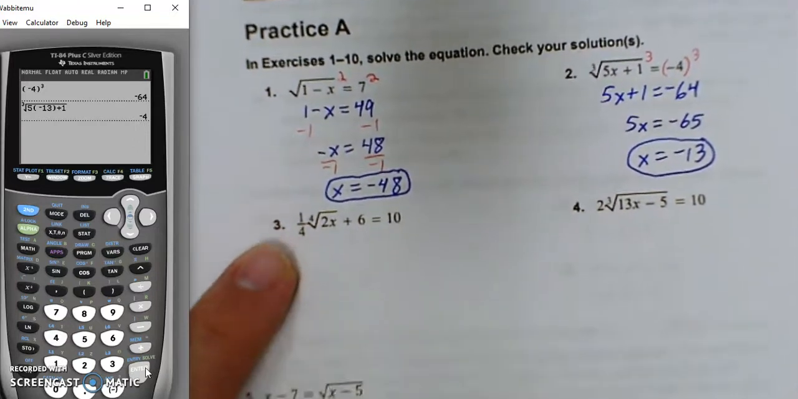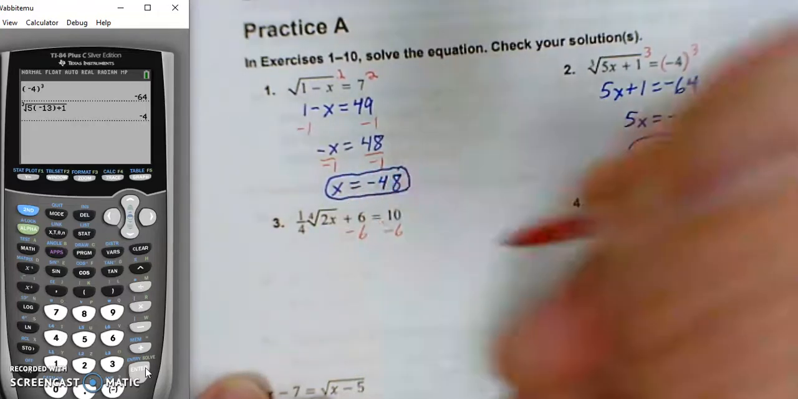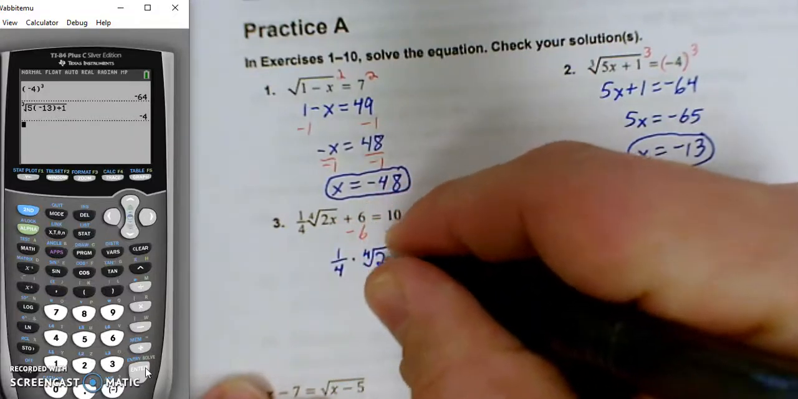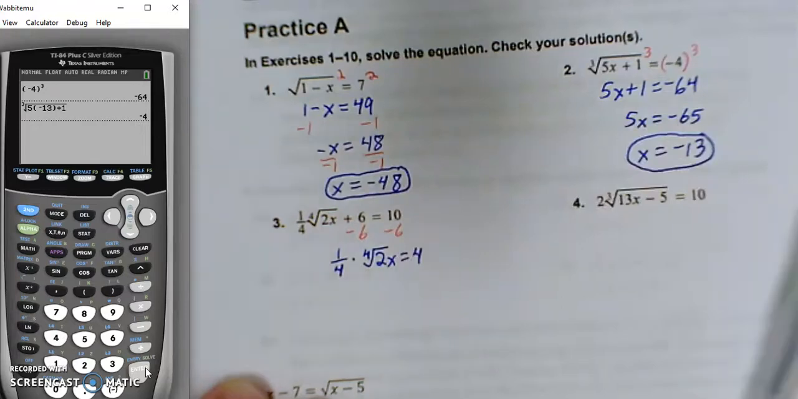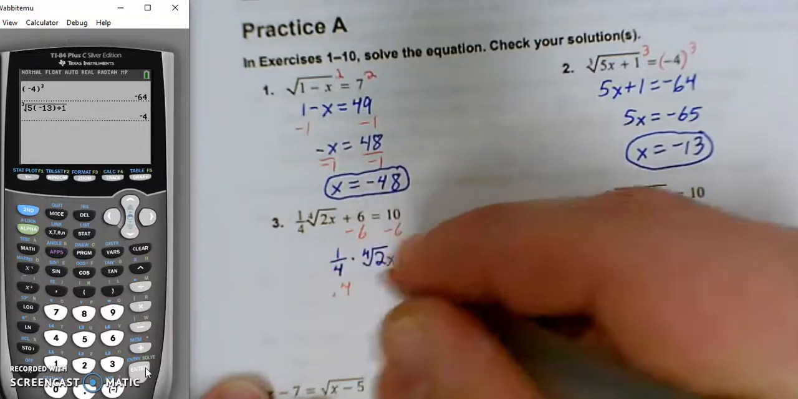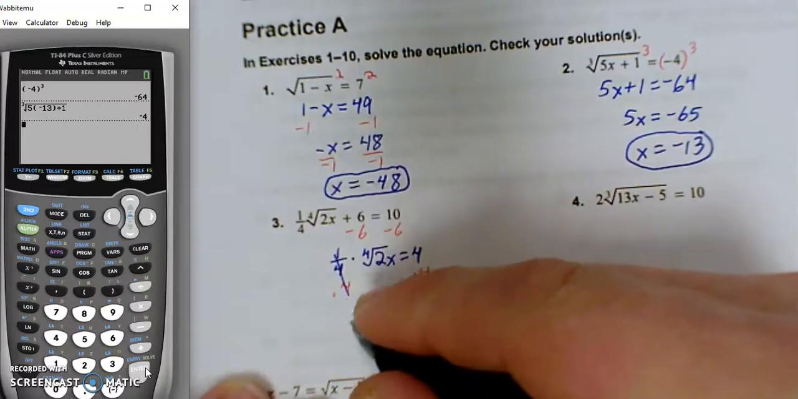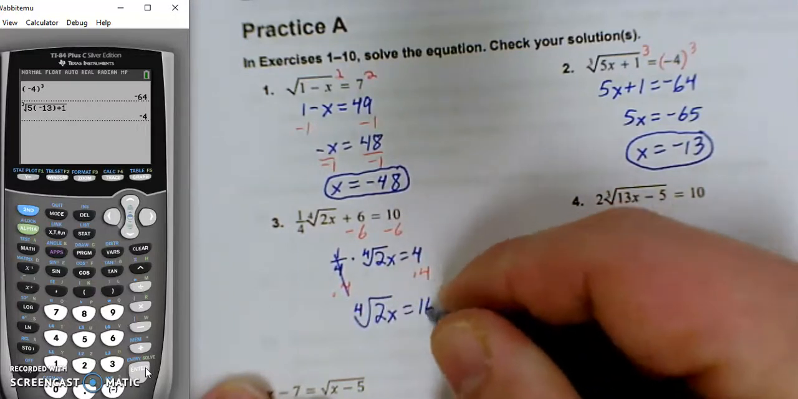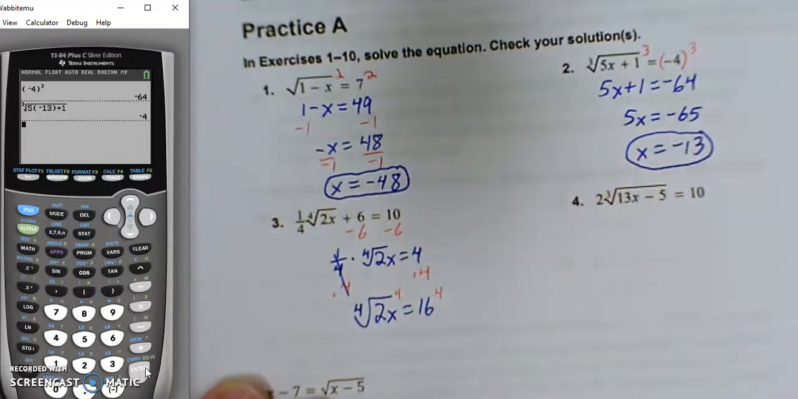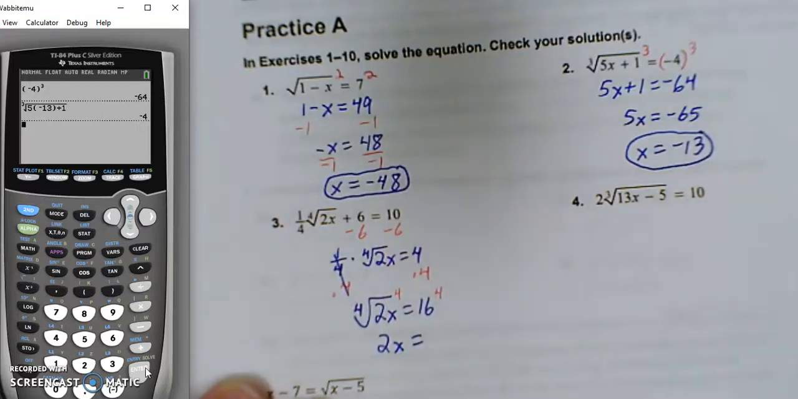Alright, on number 3, the difference here is that you have to isolate the root first. So you're actually going to do the steps of subtracting 6 from both sides. So you're going to have 1/4 times the 4th root of 2x equals 4. And you're going to divide by 1/4. I would rather just multiply by 4 on both sides to cancel out the coefficient of 1/4. So that's going to be the 4th root of 2x equal to 16. Now I'm finally ready to cancel out my root by raising both sides to the 4th power. So 2x would equal 16 to the 4th power.